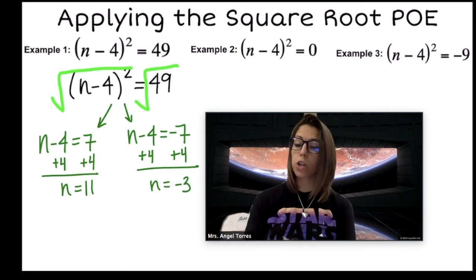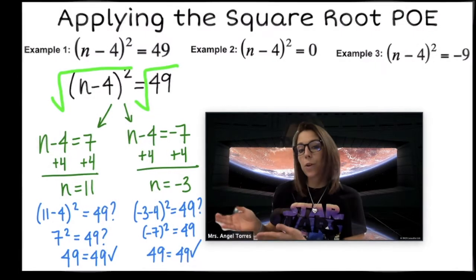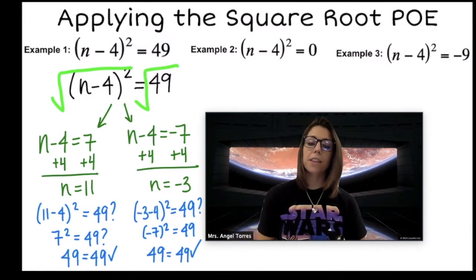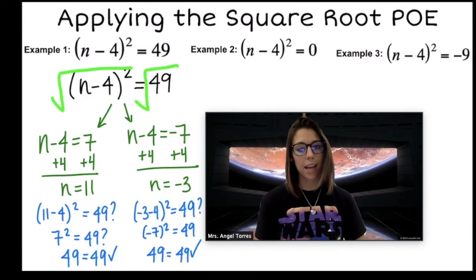A check would show whether or not that's right or wrong. And we can now see that these are, in fact, the two solutions, 11 and -3.